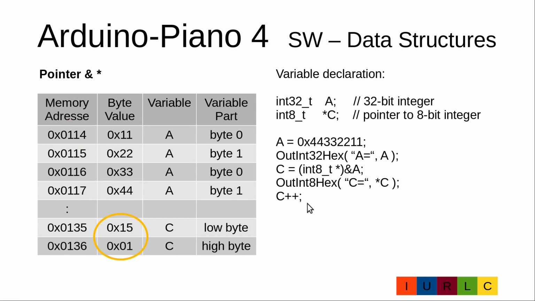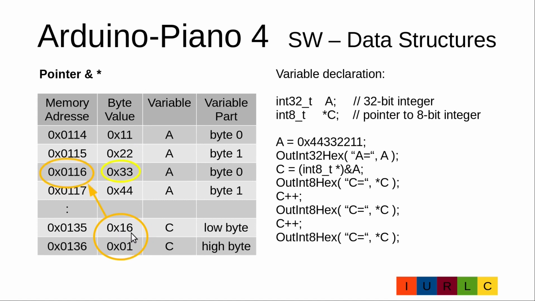Now we increase the pointer c by 1 and c is pointing now to 0115. Now we output the 8-bit variable where c is pointing to. c is pointing to 0115 and at the location 0115 we have the hex value 22. Again we increase the pointer c and get 0116 in c, and then we output the value where c is pointing to. c points to 0116 and at the memory location 0116 we have the hex value 33. We increase the pointer c again and output the value where c is pointing to. c points to 0117 and at memory location 0117 we have the hex value 44.